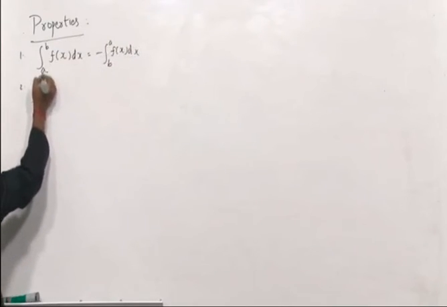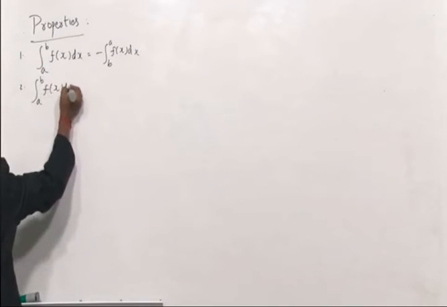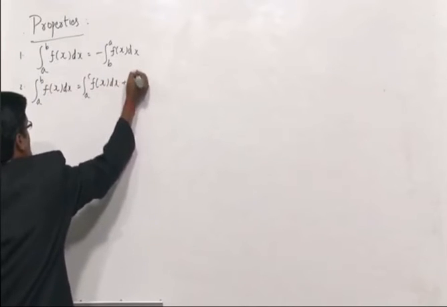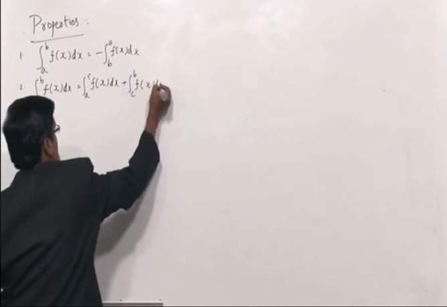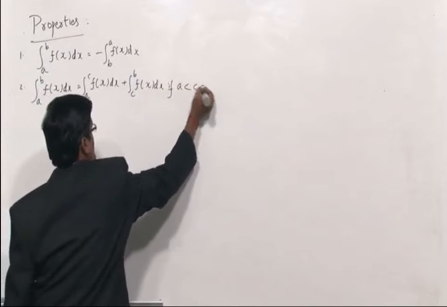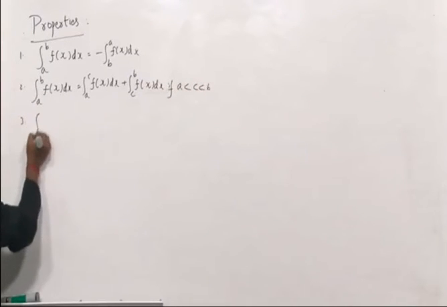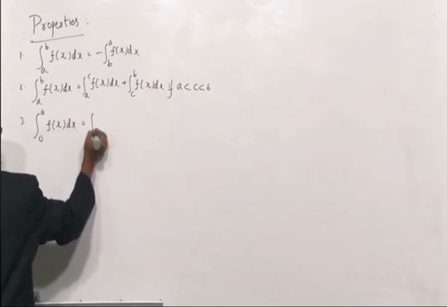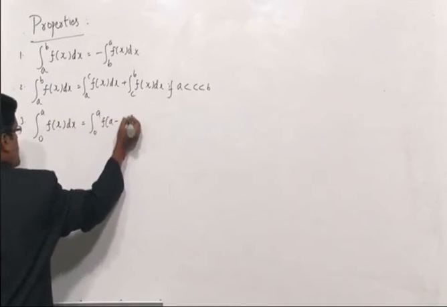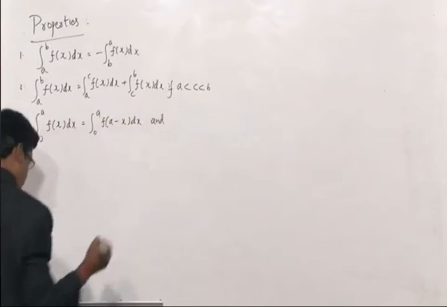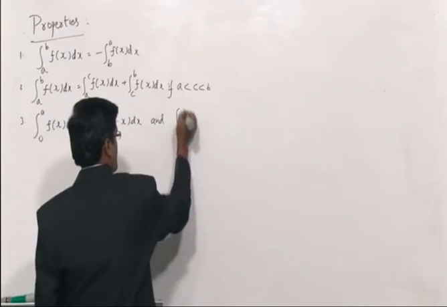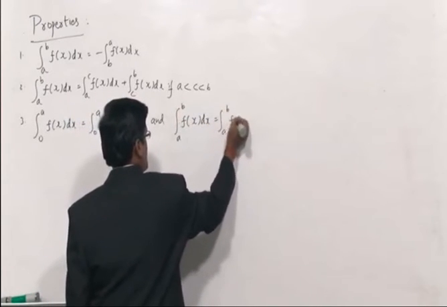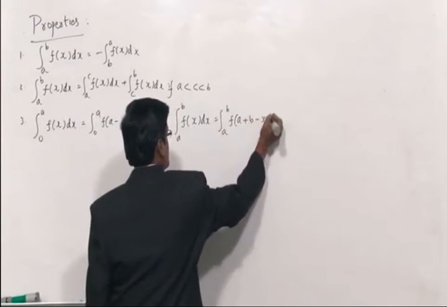2. Integral a to b f of x dx is equal to integral a to c f of x dx plus integral c to b f of x dx if a less than c less than b. 3. Integral 0 to a f of x dx is equal to integral 0 to a f of a minus x dx, and integral a to b f of x dx is equal to integral a to b f of a plus b minus x dx.